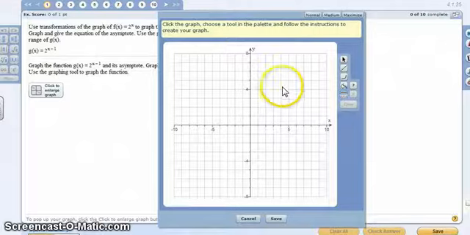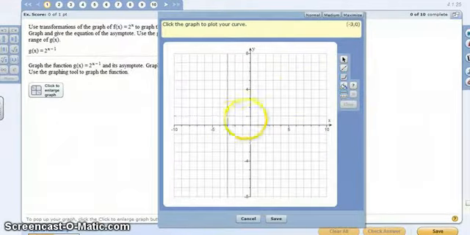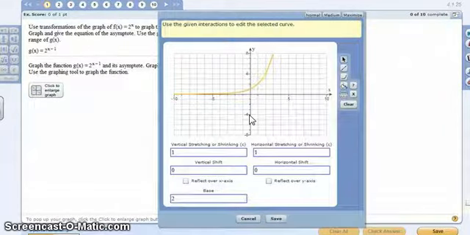I know it's an exponential function, so I'm going to come over here and grab the exponential tool. And I always put it here on 0, 1 because I know that's a point on the graph. Okay, so this is an exponential function. It already gives you a random parent function here. Actually, it's not quite all that random. Notice that the base is already 2. The problem pulled the base from the original problem and put it right here.